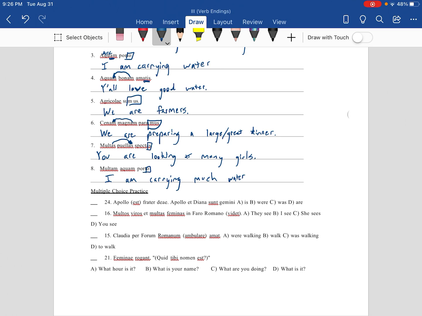So in the first one, we have est, and our options are is, were, was, are. Est is A. And you don't even have to know what Apollo est frater Dei means, Apollo et Diana sunt gemini. You just have to know what est means.